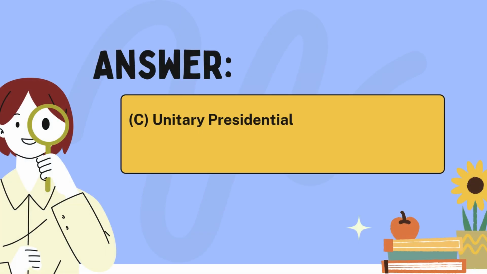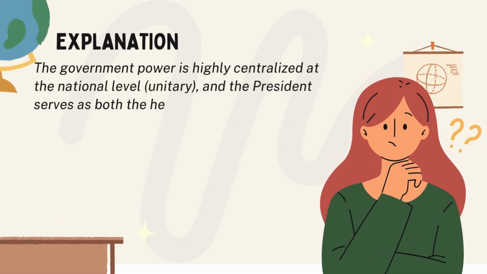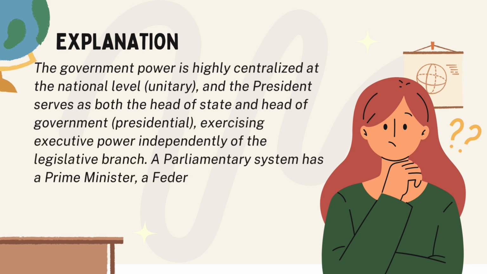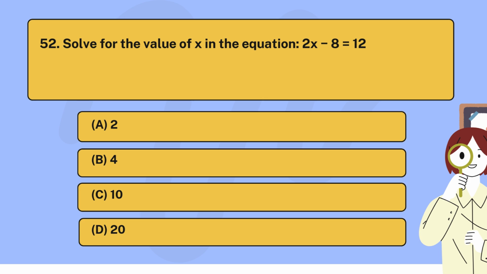Answer: C. Unitary presidential. The Philippines operates under a unitary presidential republic. This means that government power is highly centralized at the national level, unitary, and the president serves as both the head of state and head of government, presidential, exercising executive power independently of the legislative branch. A parliamentary system has a prime minister, a federal system divides power among states, and a constitutional monarchy has a monarch with limited powers.